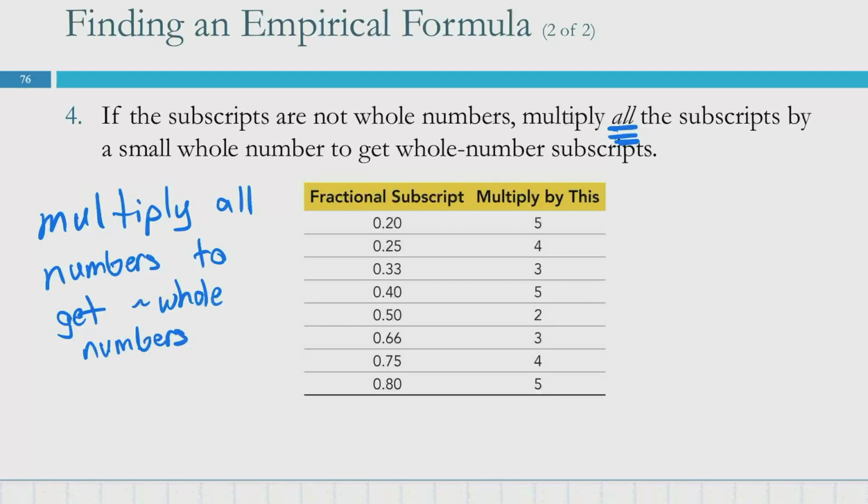Typically, we don't want to be multiplying by things that are like 10 or higher, because those ratios just are unlikely. It's usually going to be small numbers. So if it ends in 0.2, 0.2 times 5 turns that into a 1. So like if we had 4.20 for our fractional subscript, we multiply by 5, that'll turn it into 21.